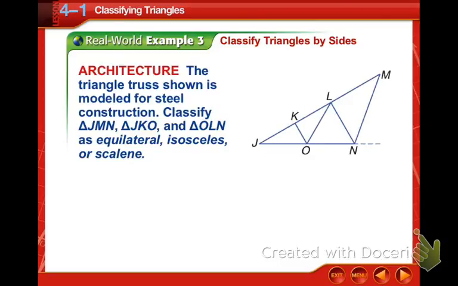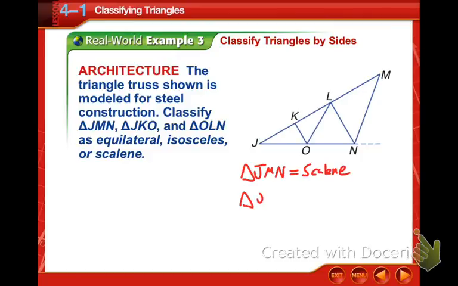So we have three triangles we need to classify within this picture. The first one's JMN, which is the entire thing. We don't know much about the triangle aside from all these little vertices around it. But just looking at it, we're going to make assumptions based on appearance. JN and MN look fairly close to being the same, but they don't look that close to being the same. So for triangle JMN, we're going to say this one is scalene, because that's what it looks like to me.